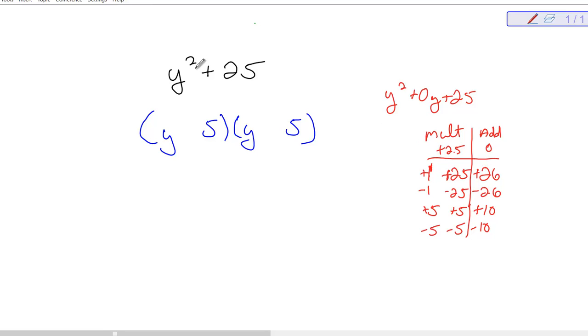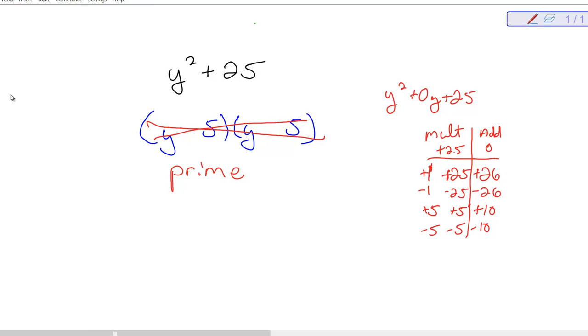So whenever I have a square plus a square, this one is prime. We cannot factor it. If there was a greatest common factor, yes, we could factor out the greatest common factor. But if there's not, we have to leave it.